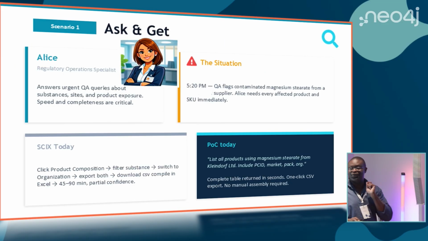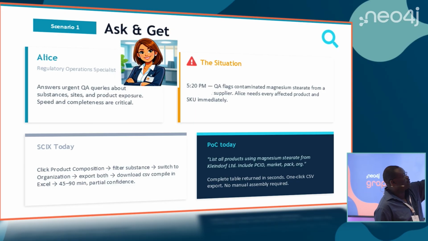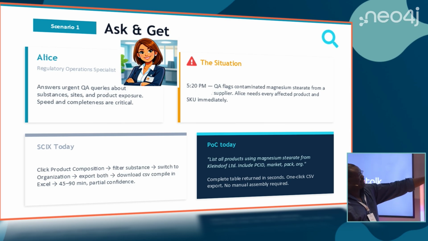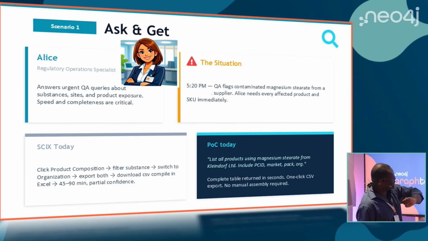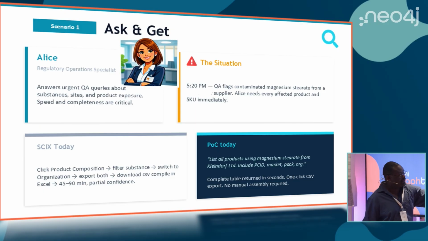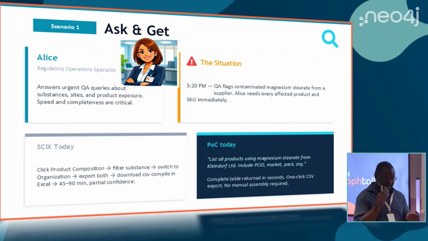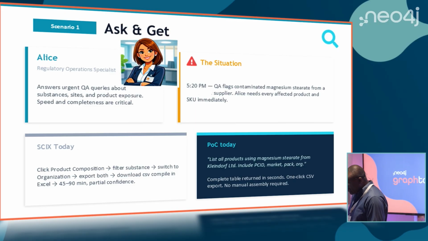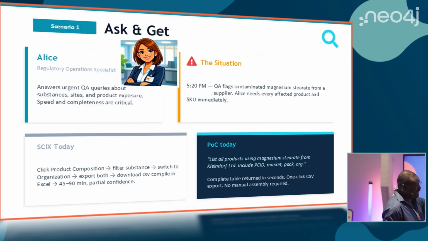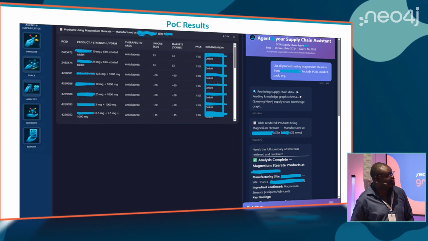And let's walk through some scenarios here. So with Alice, Regulatory Operations Specialist, let's say the situation is 5:20 p.m., QA flags contaminated magnesium stearate from a supplier. Alice needs every affected product and SKU immediately. We can do that with that drill down, but it takes quite a bit of movement through that drill down. So the idea is natural language, have an LLM or an agentic approach that hits that knowledge graph or whatever data source you have and is able to answer that without you having to make all this kind of click-through to just answer that one particular question.